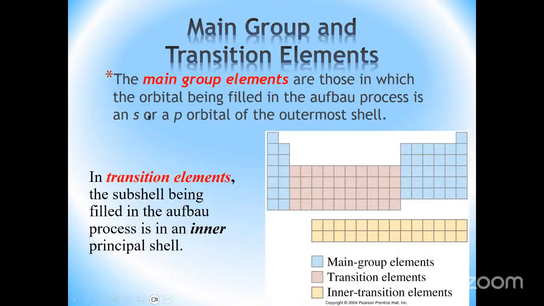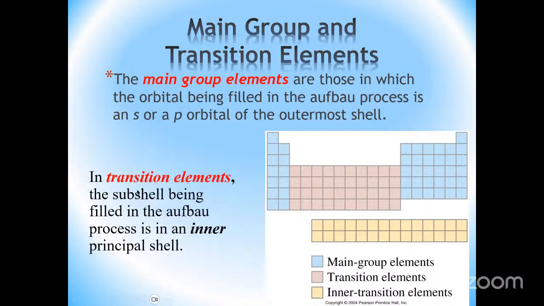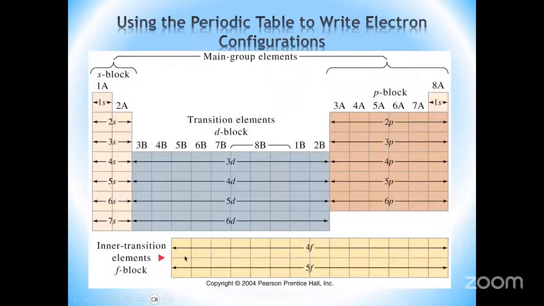Now, the main group elements, what you'll find is that as you go from one element to the next across the period, an electron will be added to either an s orbital or a p orbital. On the other hand, when it comes to the transition elements, basically what will happen is that electrons will be added to an inner shell, usually a d orbital when it comes to the transition elements here, and an f orbital when it comes to the inner transition elements. So that is what is being shown here in this diagram, right?